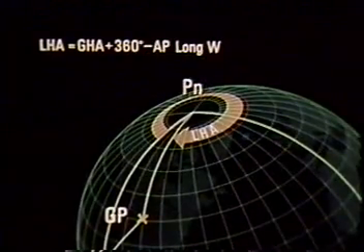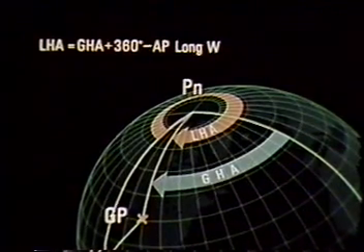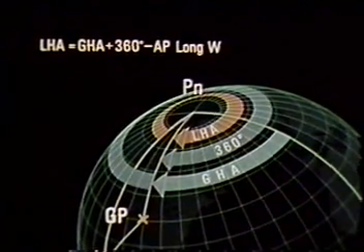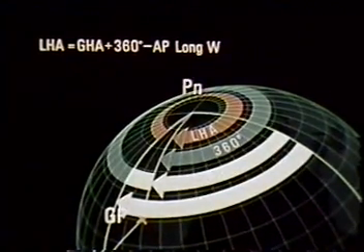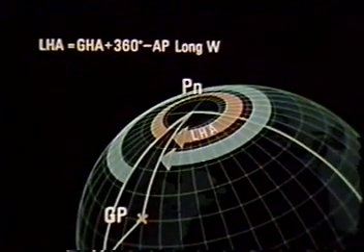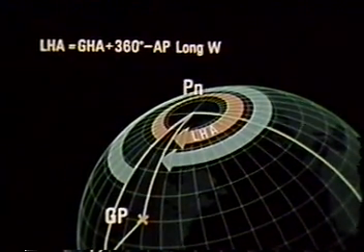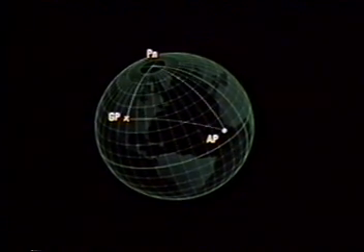In this case, you can compute LHA by taking the GHA of the body, adding 360 degrees, then subtracting the longitude west of the AP. The remainder is LHA of the celestial body. But back to the first AP we considered and the solution of its celestial triangle.